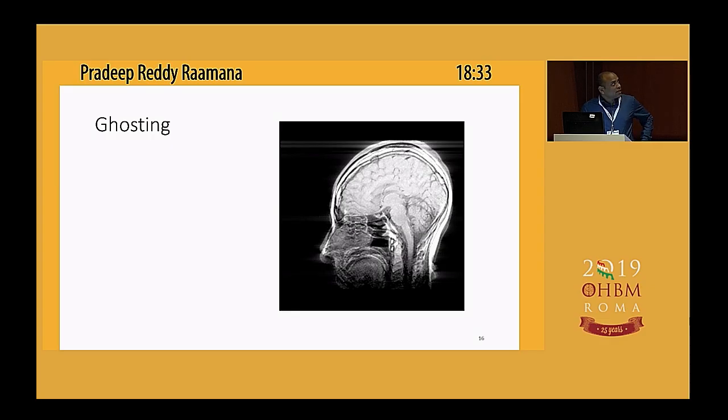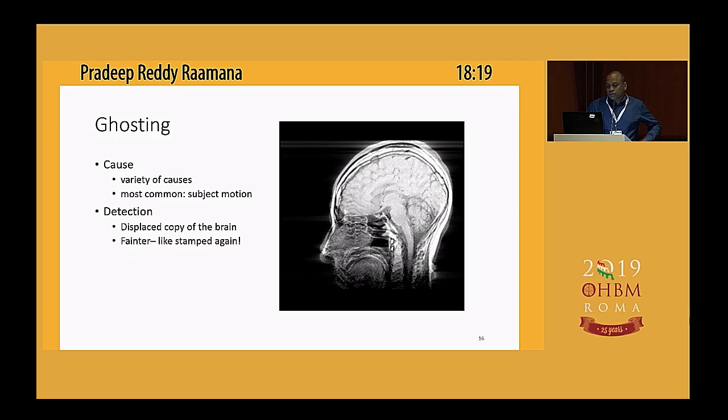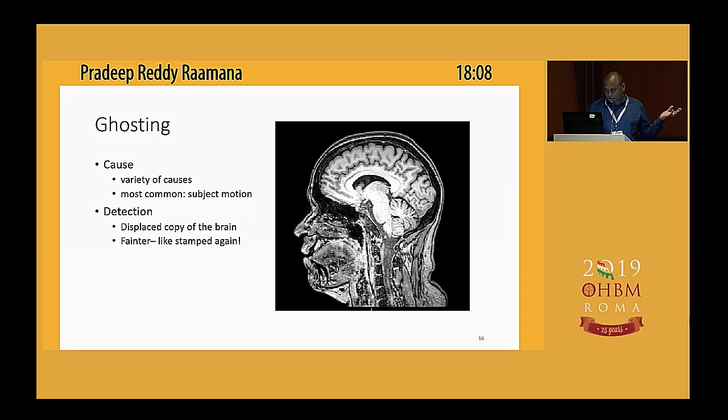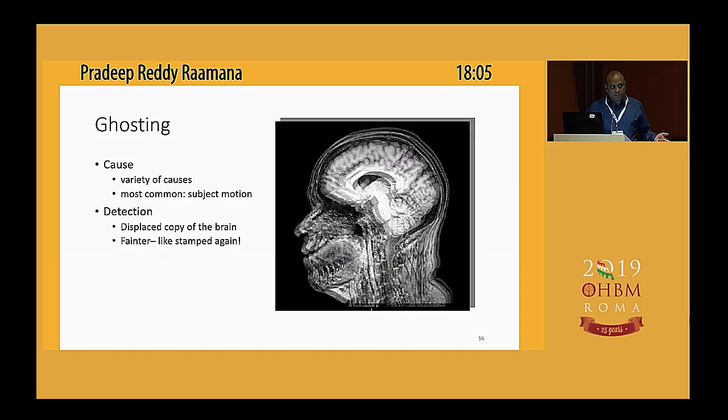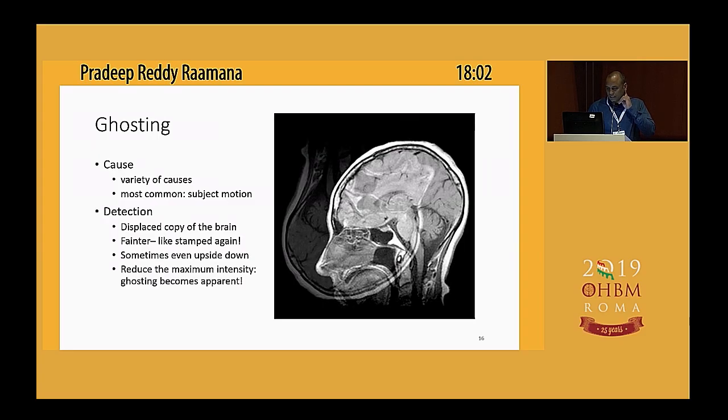Next artifact is something called ghosting. You can see why it's called ghosting. There are a variety of causes, the most common being subject motion. What you want to look for is a displaced copy of the brain, like a fainter one that's stamped again into the image. So for example, this is a good slice, something that looks like this, as if another one is stamped on, and sometimes even upside down. This can easily be detected in the viewer by reducing the maximum intensity.